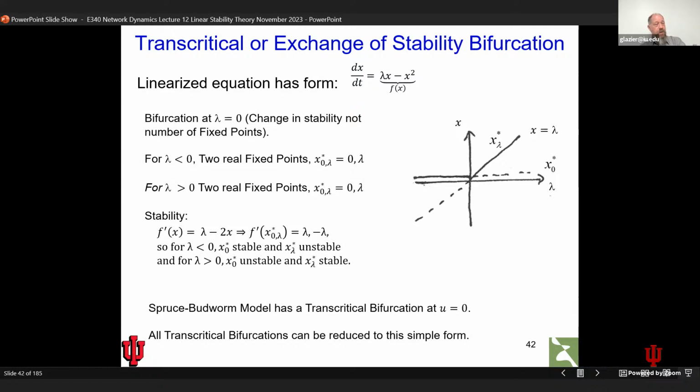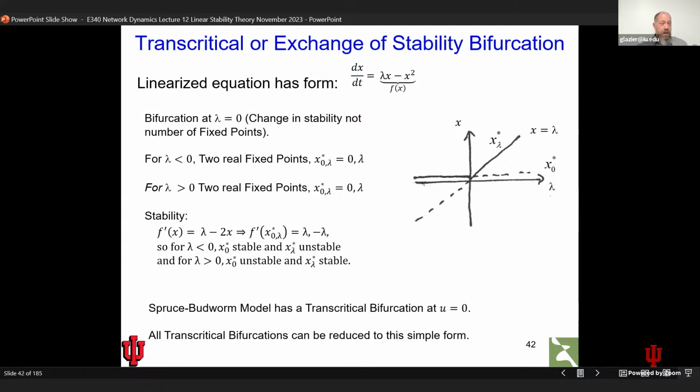So what are our roots of this? If x is 0, clearly dx by dt is 0. And if x equals lambda, lambda times lambda is lambda squared minus lambda squared is 0. And so again, we have two fixed points: the trivial fixed point, which is x equals 0, and the fixed point where x equals lambda.